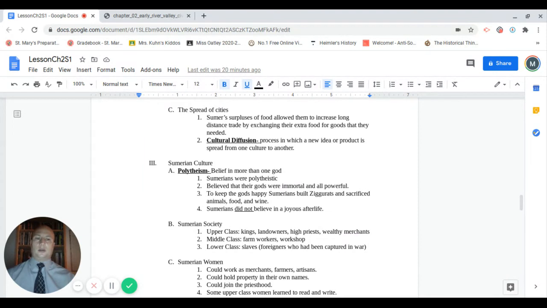And there's something called cultural diffusion. Cultural diffusion is a process in which a new idea or product is spread from one culture to another. Here's a scenario that would give you an example of this. Let's say you're a Sumerian trader and you're sent off to Egypt.